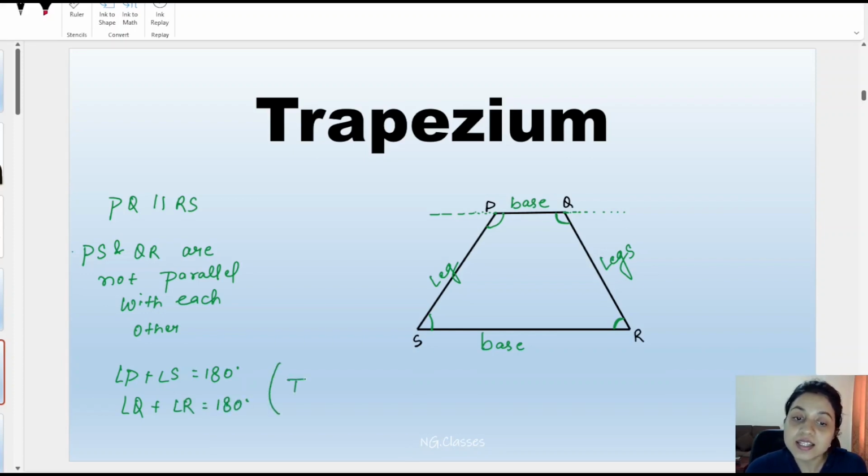Again, interior angles on the same side of the transversal.